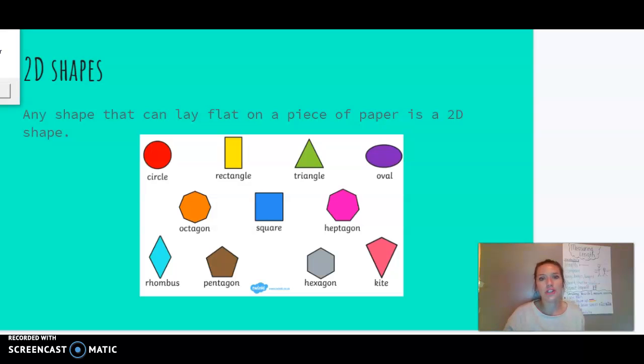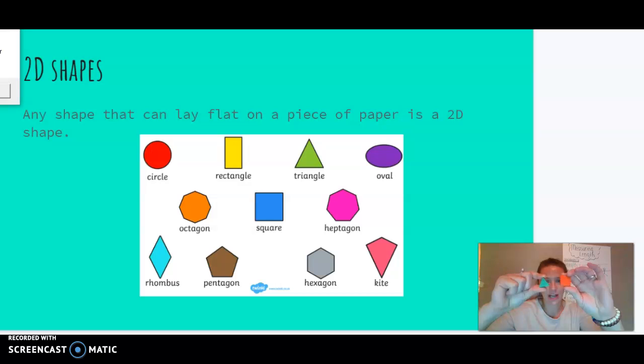Now we're moving on to shapes, okay? We know a lot of our shapes, but now we need to learn about 2D shapes and 3D shapes, okay? So I have some things that are very familiar to you guys. I have our shapes from school, okay?